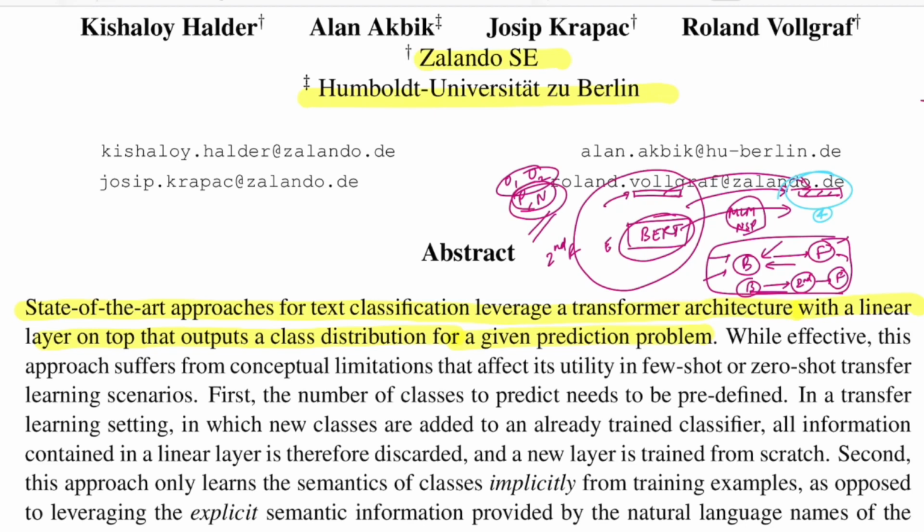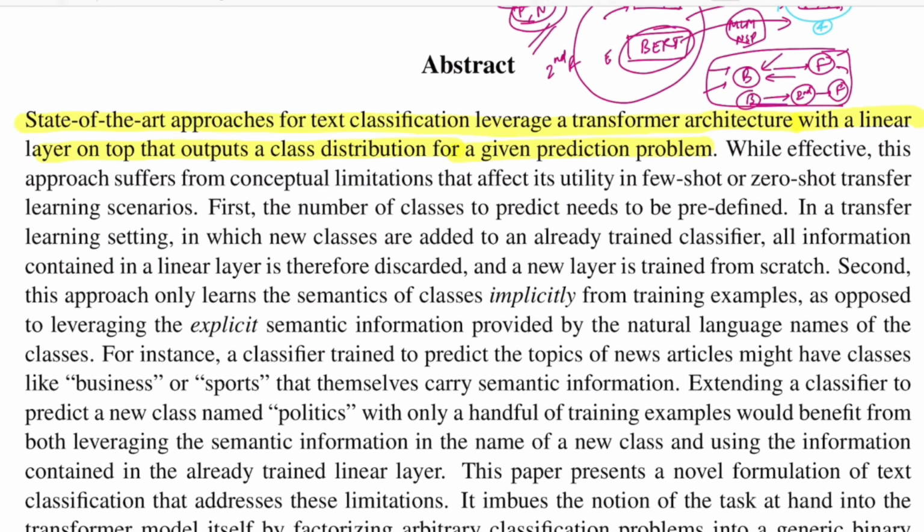In the meantime, they have also mentioned the limitations of current state-of-the-art text classification systems, which is that the number of classes to predict needs to be predefined. This is true because in sentiment classification, you know you are training your entire model for 2 classes. Now in a transfer learning setting, if a new class is added to the already trained classifier, then you'll have to discard all the information already learned in the previous linear layer, which is again what we saw in the case of the sentiment to topic transition.